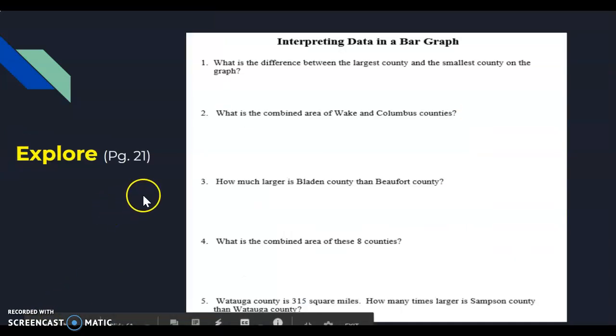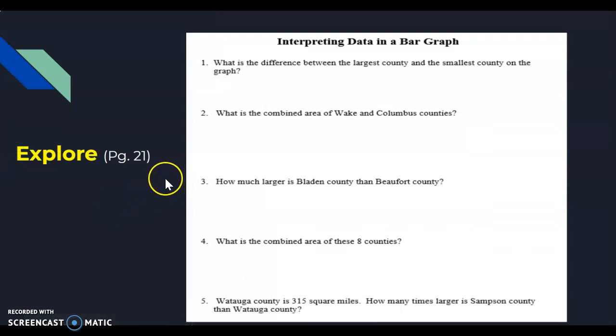So next we're going to go on to page number 21 in your binder. The answers to these questions are going to be based off of the bar graph from the previous slide, from page 19. I'm going to give you a few minutes to look through these and answer as many as you can on your paper.